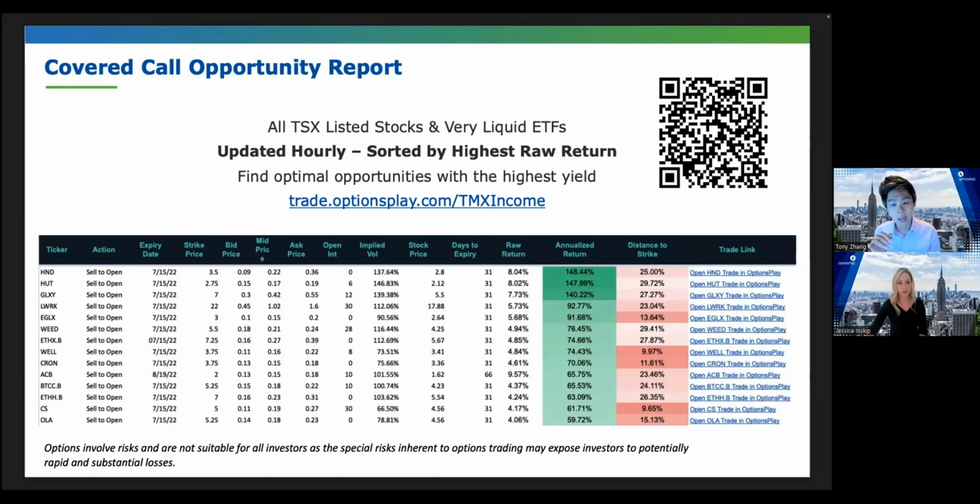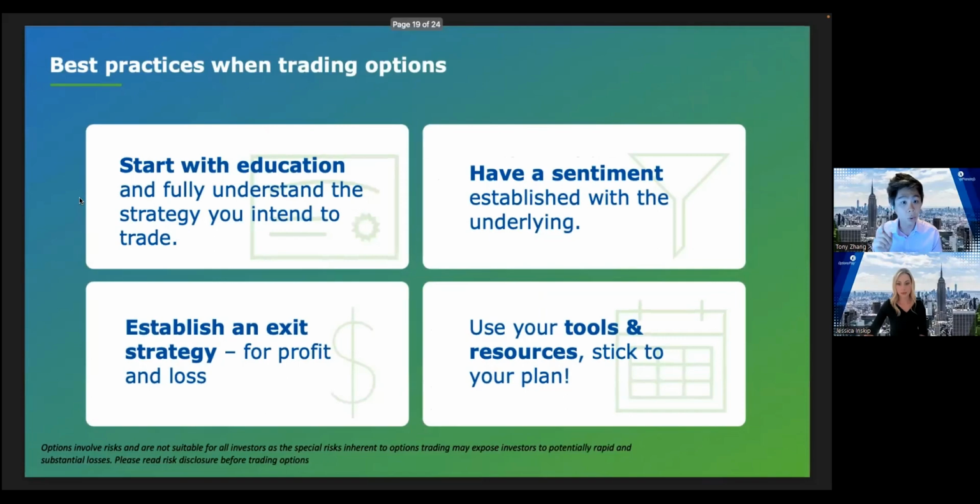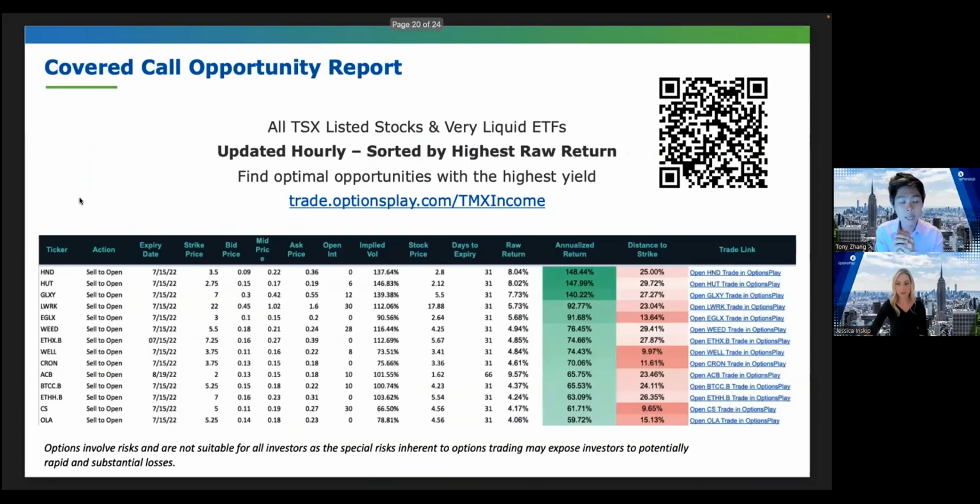So it does the work for you in terms of selecting expiration dates and strike prices, and then gives you the yield analysis. And you can click on the link here on the right-hand side to actually see that trade in OptionsPlay so that you can analyze it further before you execute it. You can either access it through the link on your screen, or you can point your phone onto that QR code here on your screen, and that will take you to this cover call opportunity report.